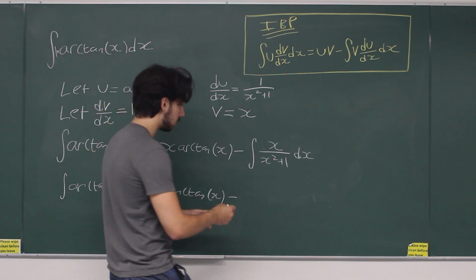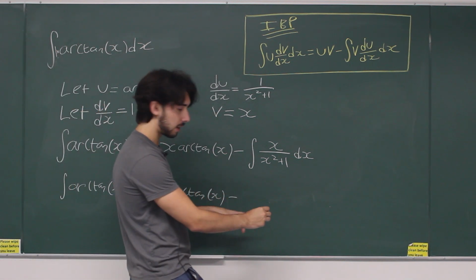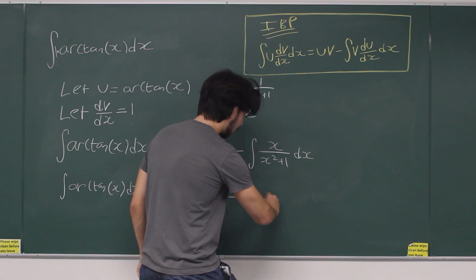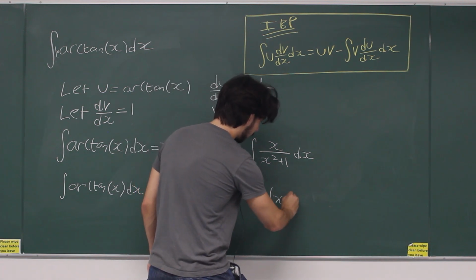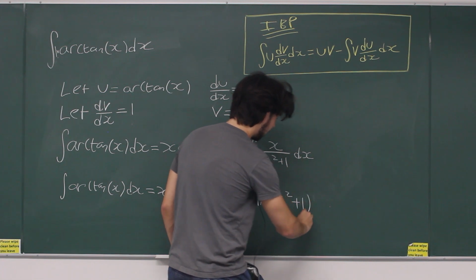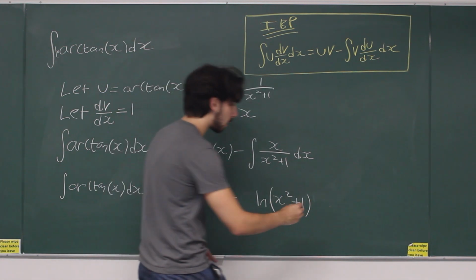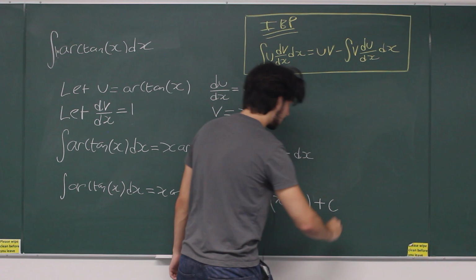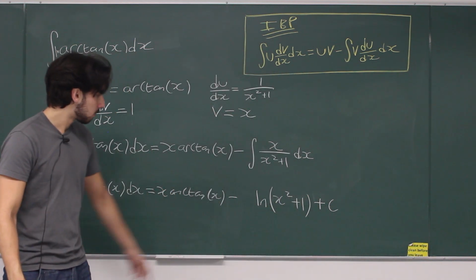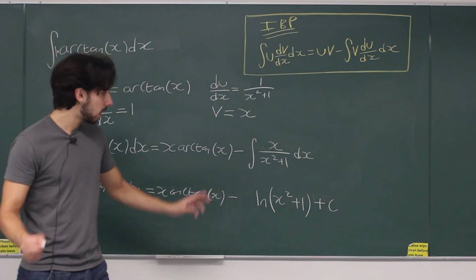So it's going to be equal to some number that I don't know, so I'll leave a little space for now, multiplied by the natural log of whatever the denominator is. In this case, it's x squared plus 1. And I know already that I'm going to have a plus c here, so I'll put the plus c now so that I don't forget. But what number goes here? Well, let's think about it.